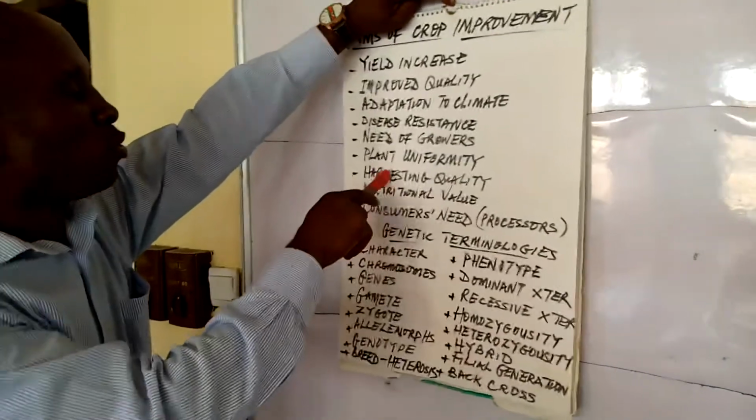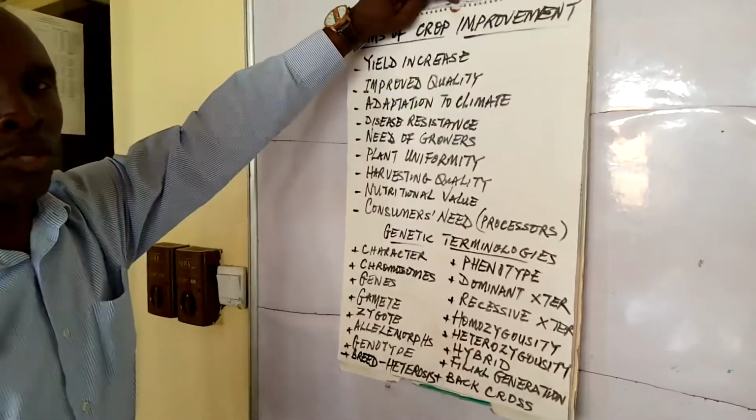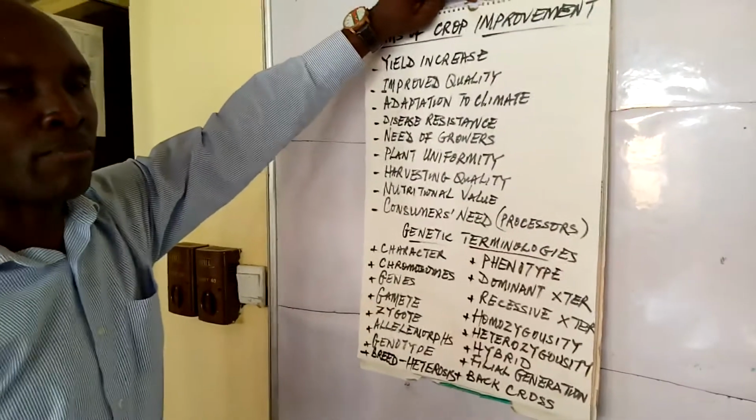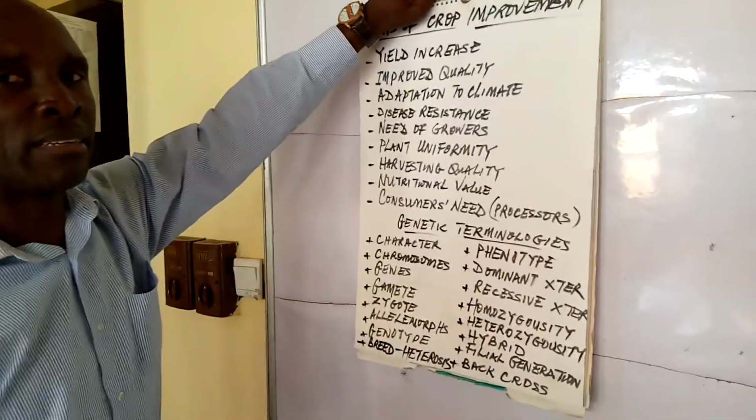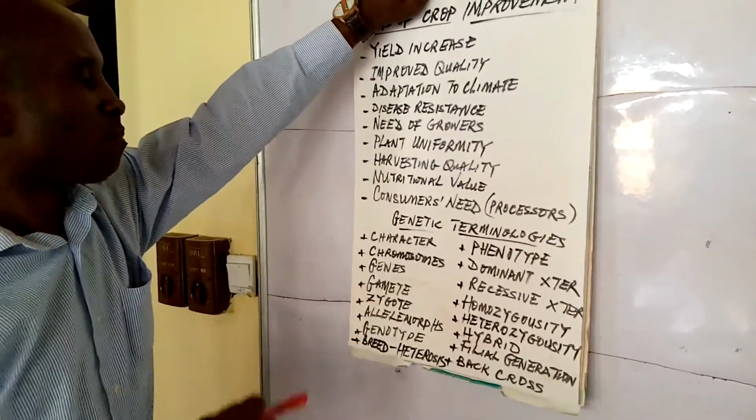Number six is to produce plants that will mature uniformly at the same time. Not that some will mature early while others will mature late. That will affect the harvest.